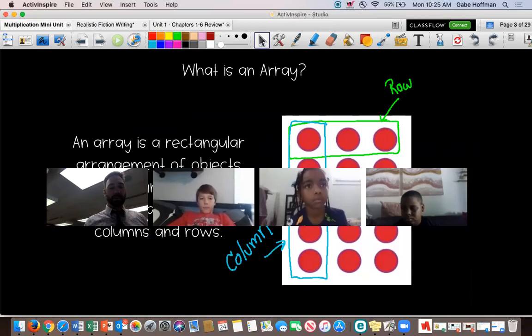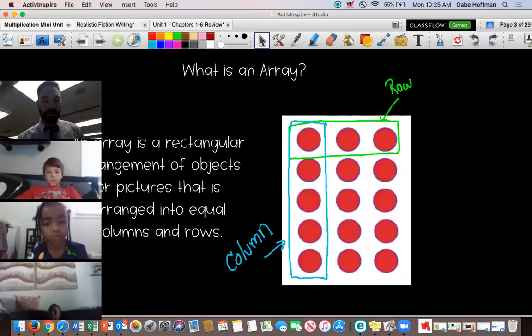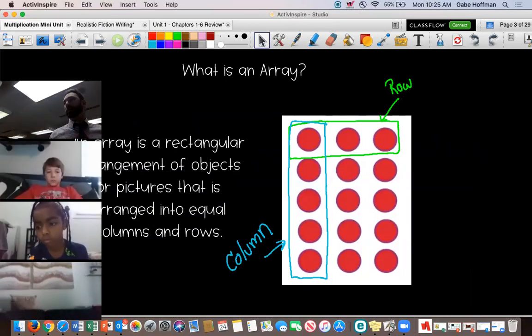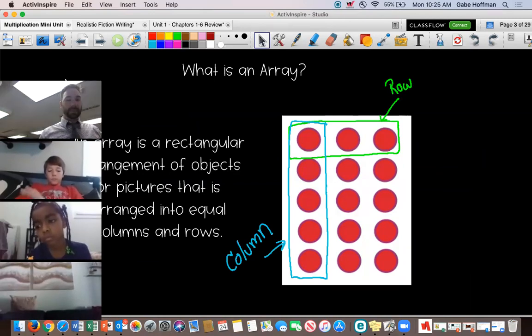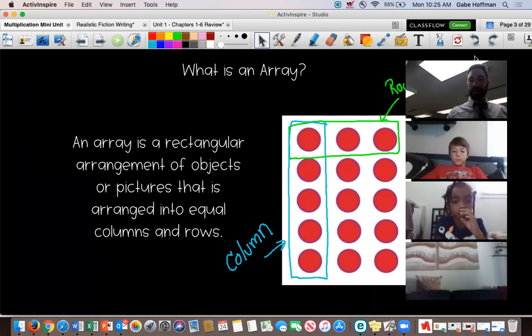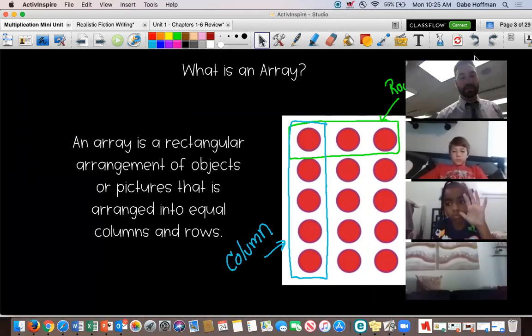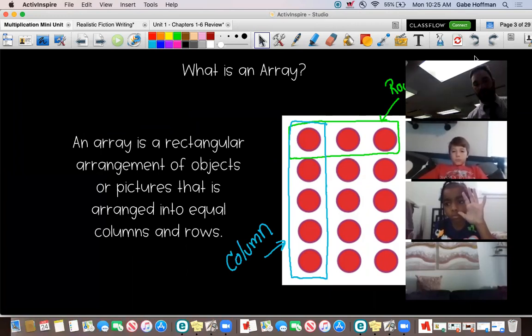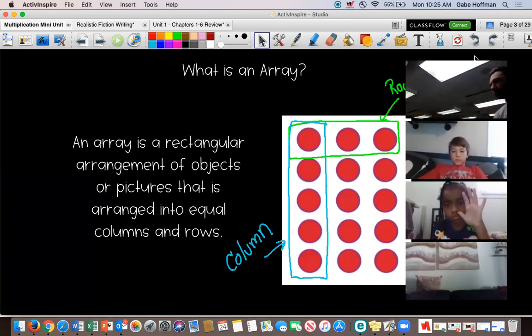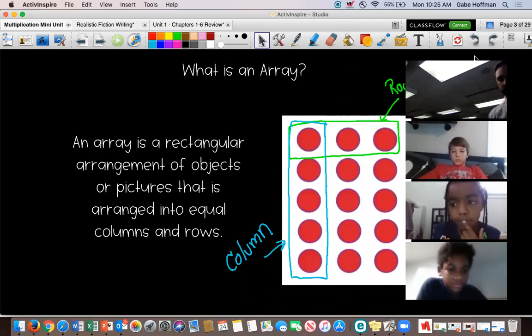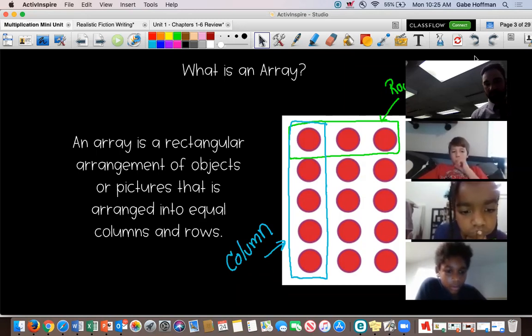So when we look at that, there's a couple things I want to talk about and how they apply to an array. All right, so can somebody besides CJ read the definition of an array? And Clay, go ahead. And those words are a rectangular arrangement. So go ahead and you can read that for us, Clay. An array is a rectangular arrangement of objects or pictures that is arranged into equal columns and rows.